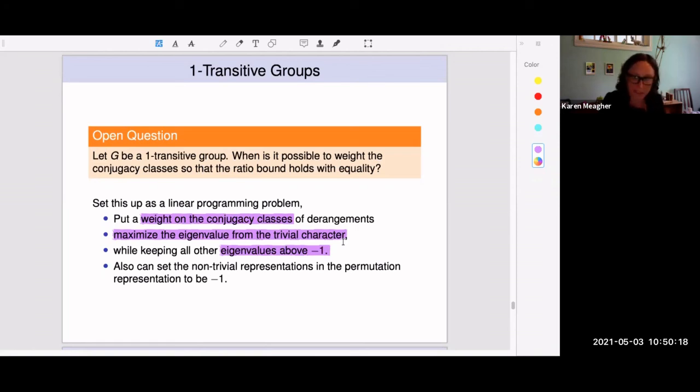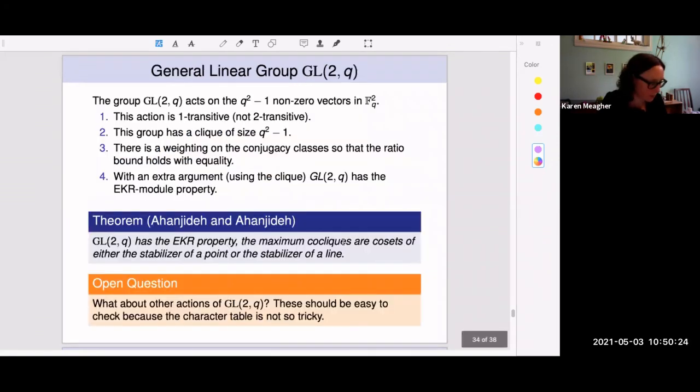Okay, so let's see. I don't know which slides are next, but we'll go over these and skip some stuff because people want to go on. Oh, the group GL2Q, we can do that for this group. There are other proofs that this group, these two authors have a paper showing that this group has the strict EKR property, but you can find weightings that will work for this group.